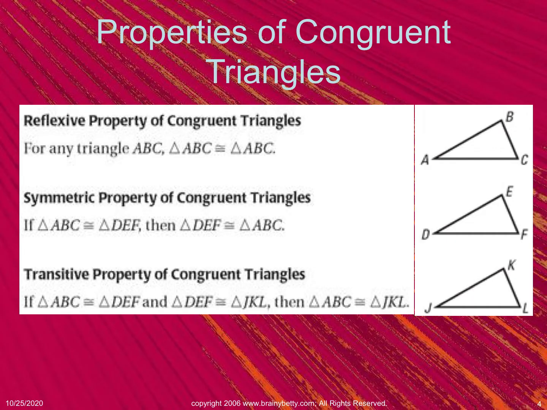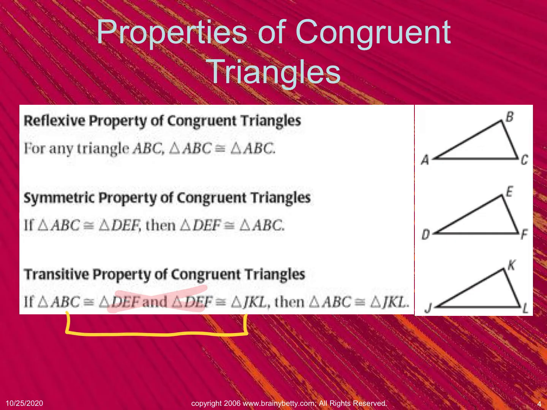Then the symmetric property, this is where the order switches. So if ABC is congruent to DEF, then DEF is congruent to ABC. And then lastly, the transitive property, if ABC is congruent to DEF, and if DEF is congruent to JKL, then ABC is also congruent to JKL. So remember, for the transitive property, this middle part cancels out, and then you can go by saying that this first triangle is also congruent to the last one. And that's your transitive property.